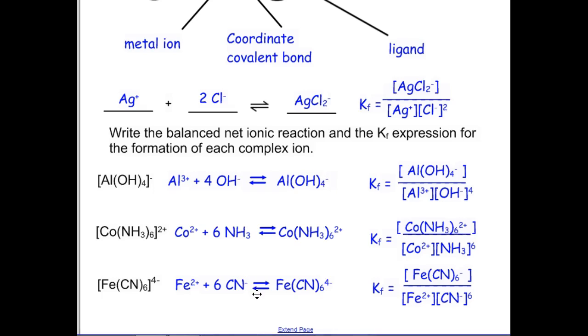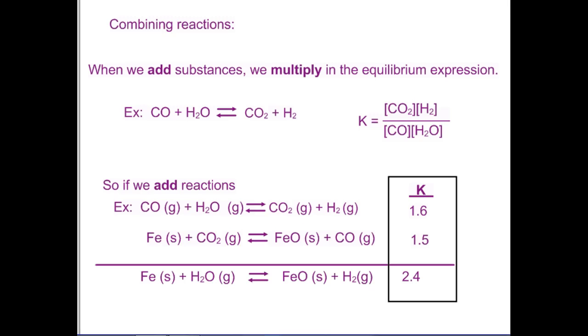And in order to do that, we're going to need to take a look at the net ionic equation for the formation of the complex ion and for the KSP, dissolving the precipitate. And in order to do that, we're going to have to combine some reactions. So this page isn't in your notes. We'll just talk about this.